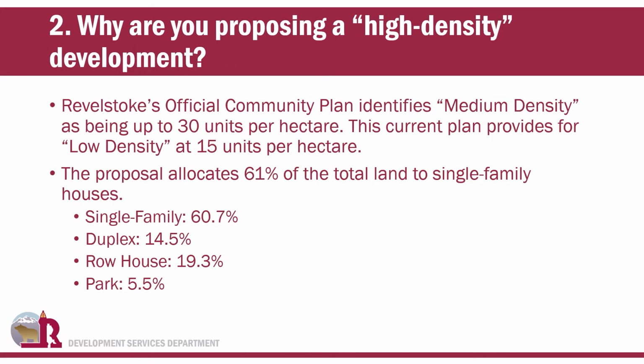Why are you proposing high-density development? Question 2 has to do with the density of the proposed development. Some community members feel it is too high of a density for the neighborhood as it exists today. This development proposal is categorized as low density according to the existing OCP policy because there are 15 units per hectare being proposed. 61% of the proposal is single-family units.